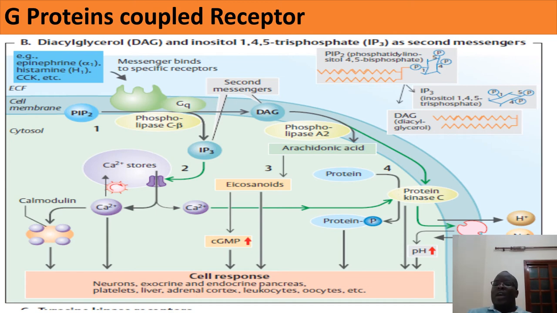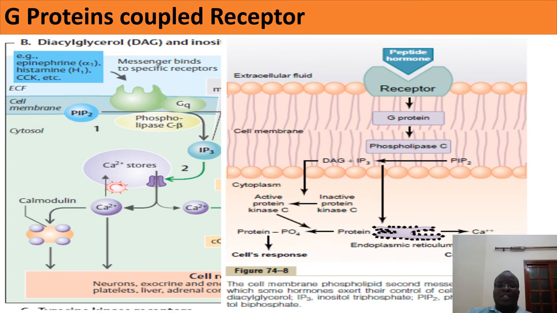So you are pumping hydrogen out of the cell, and you're pumping sodium into the cell. If you're pumping hydrogen out of the cell, it means the pH of this particular cell is increasing. So that will be the cellular response. The pH will start increasing. So these are some of the mechanisms by which the hormones are going to activate the receptors, and then you have a cascade of reactions that are taking place.